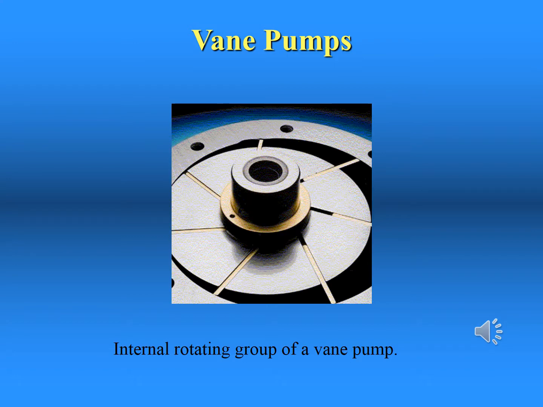This is a photograph of the internal rotating group of the vane pump. The major parts are the rotor, the vanes that are slotted into the rotor, and the outer part called the cam ring. Vane pumps are well known for their long service life and efficiency. Since the vanes rely on centrifugal force to seat against the cam ring, these pumps require running speeds at or above 600 revolutions per minute.